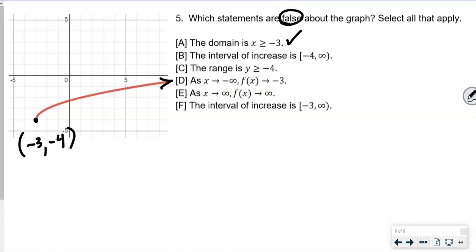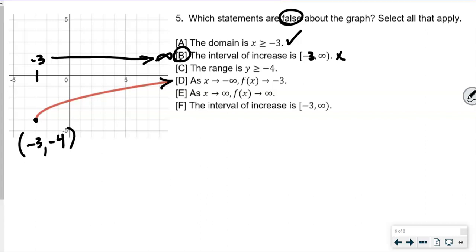That's true. Then it says the interval of increase. Does this graph have an interval of increase? Oh, yes. But where is it increasing from? From -3 on to where? Infinity. So that is a false statement, right, y'all? Because that should be -3 on to infinity. So that's one of my answers.